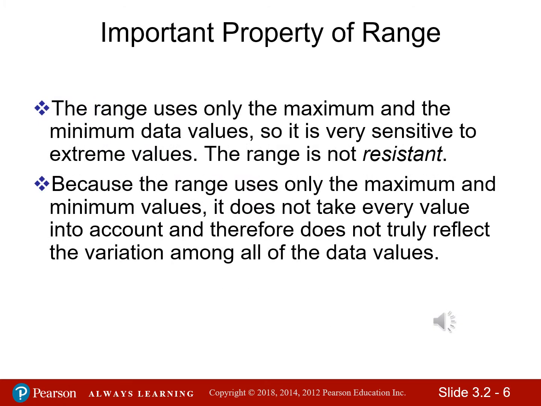The range uses only the maximum and the minimum data values, so it is very sensitive to extreme values. So we would say the range is not resistant. Recall that a statistic is resistant if the presence of extreme values or outliers does not cause it to change very much. Because the range uses only the maximum and minimum values, it does not take every value into account, and therefore it does not truly reflect the variation among all of our data values.